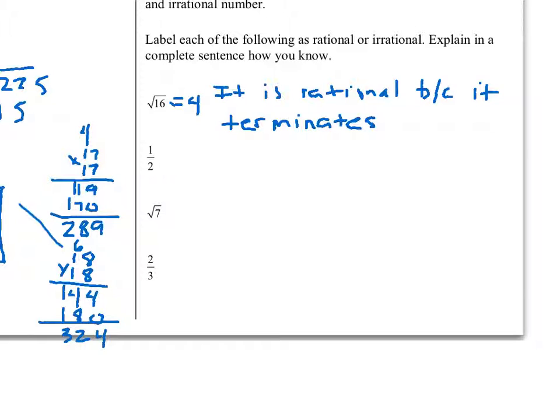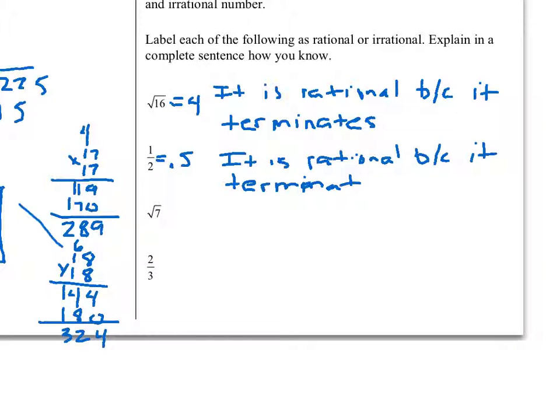How did you figure out that it terminates? What did you do? I turned it into a decimal. Yeah, she turned it into a decimal, 0.5, and she says it's rational because it terminates. So we have 2 examples in a row that are rational because we know they terminate.